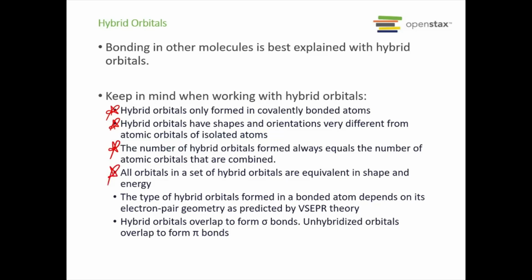Their orientations may be different, but their actual shape and the amount of energy associated with them are the same. And the type of hybrid orbitals formed in a bonded atom depends on its electron pair geometry as predicted by VSEPR theory. So you still need VSEPR theory. Very, very important that you don't just put it out of your head. And hybrid orbitals overlap to form sigma bonds. Unhybridized orbitals overlap to form pi bonds. So pi bonds do not contain hybridized orbitals. They are regular orbitals. It's the sigma bonds, those single bonds, that have the hybridization about them.